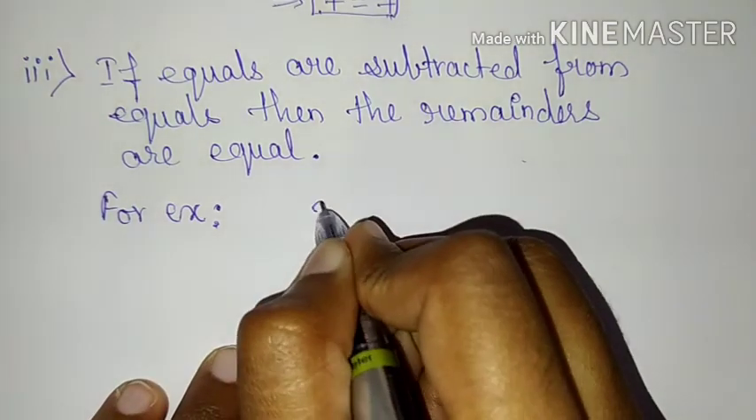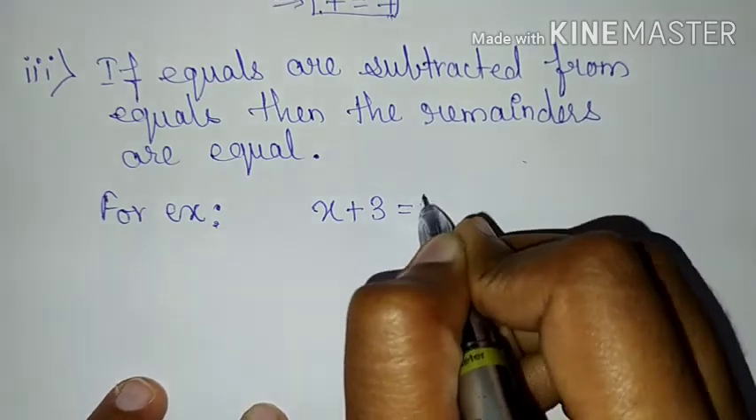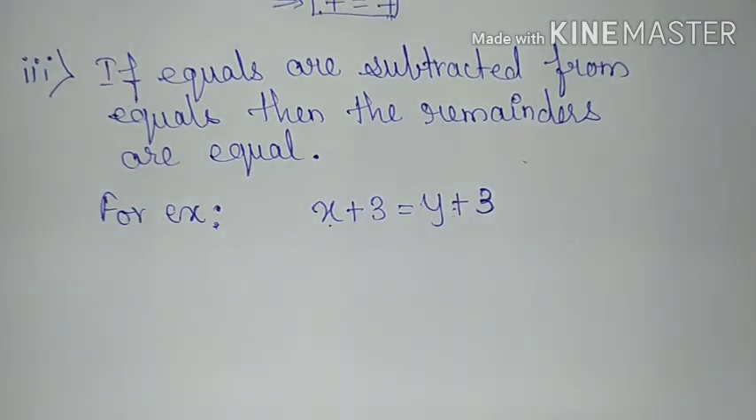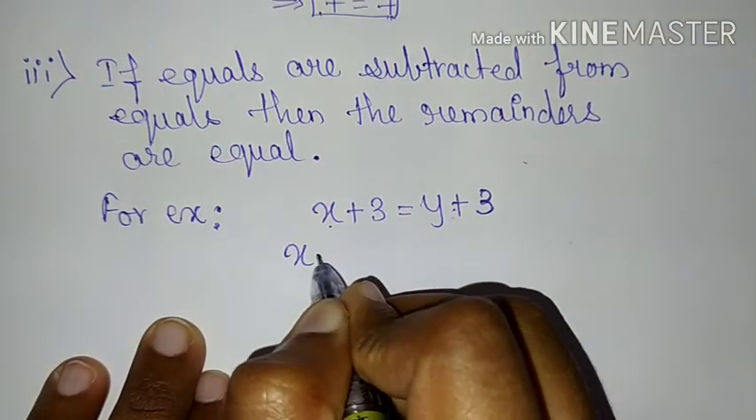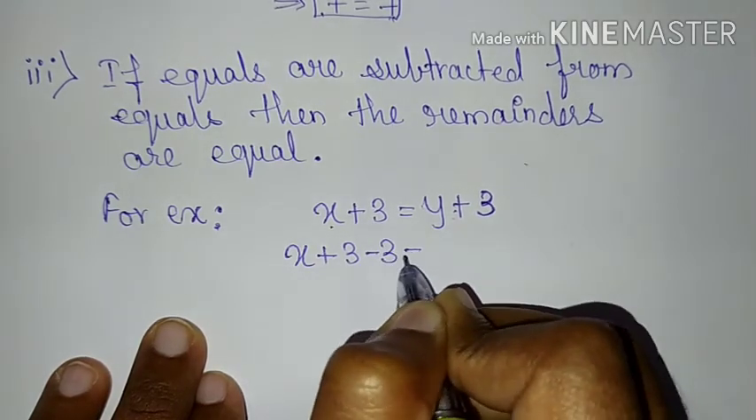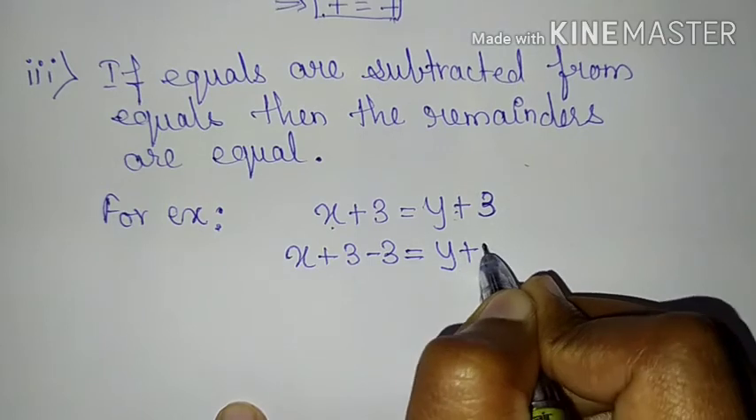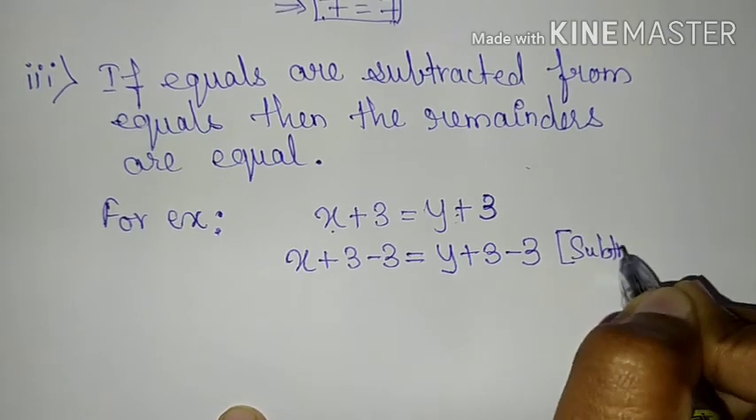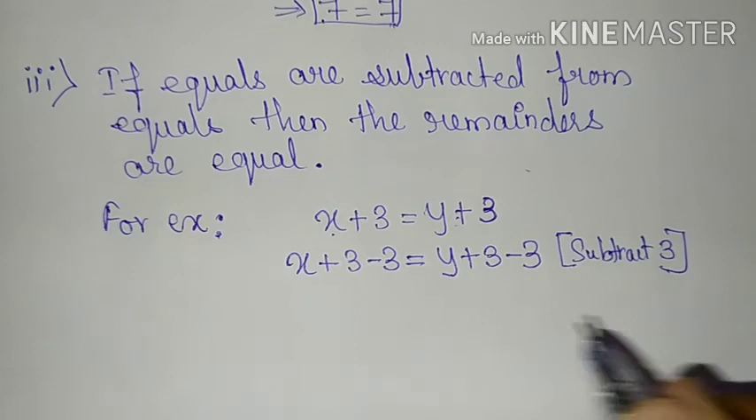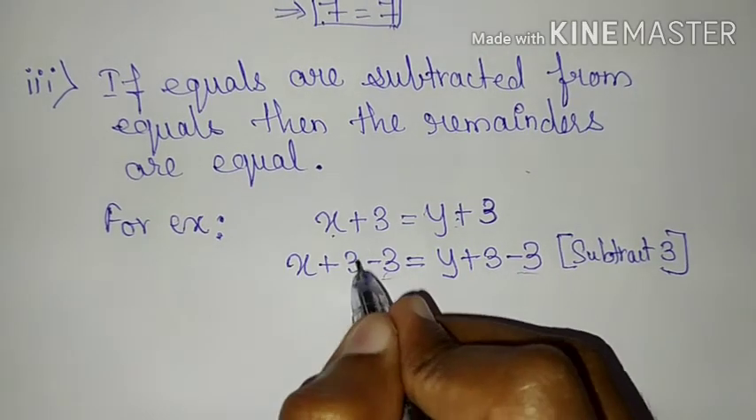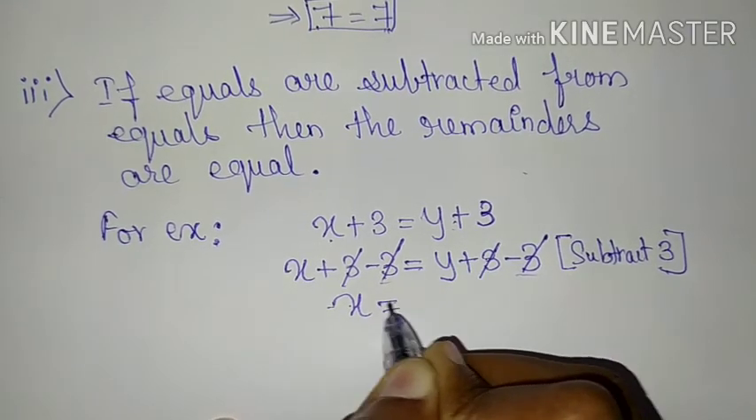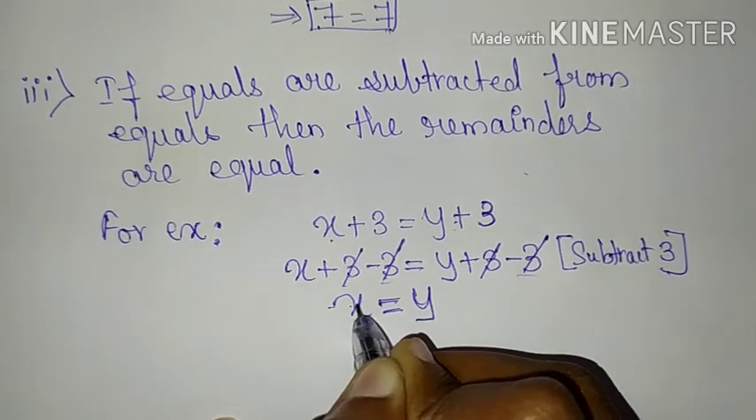For example, x plus 3 is equal to y plus 3. Right? These are equals. Now I am going to subtract equals from this. That is, I will subtract 3 on both sides. Then I will get x plus 3 minus 3 because I am subtracting 3 on both sides, and y plus 3 minus 3. Subtract 3. 3 is an equal, right? 3 is equal to 3. So I am subtracting equals on both sides. Plus 3 minus 3 cancels out, plus 3 minus 3 cancels out. All we get is the remaining terms, that is x equal to y.